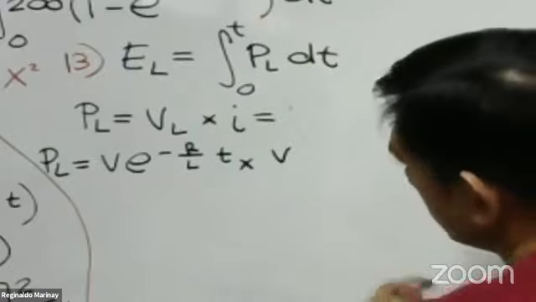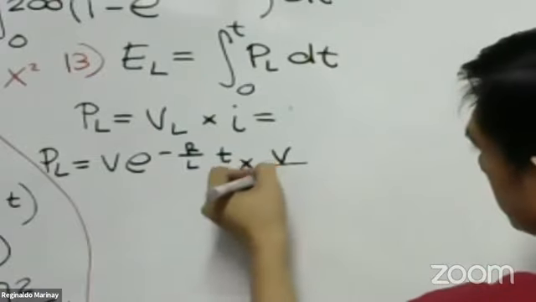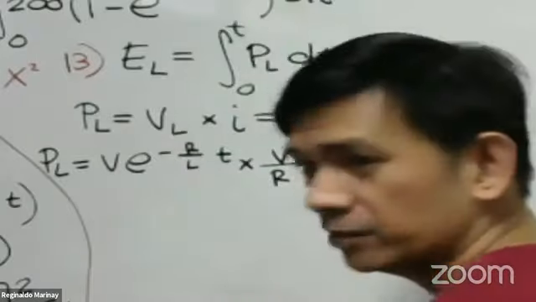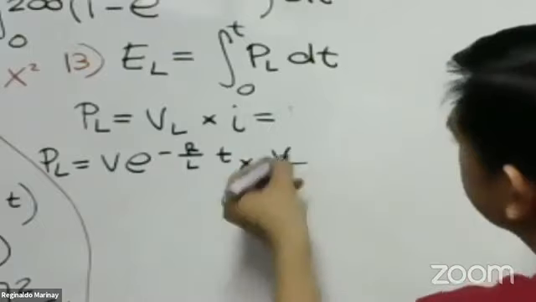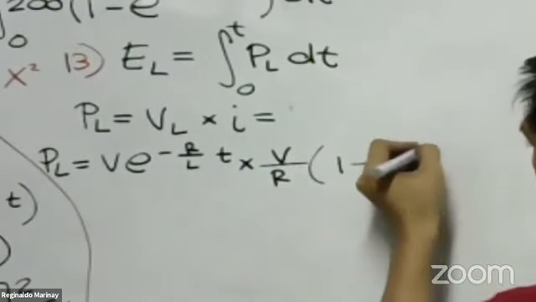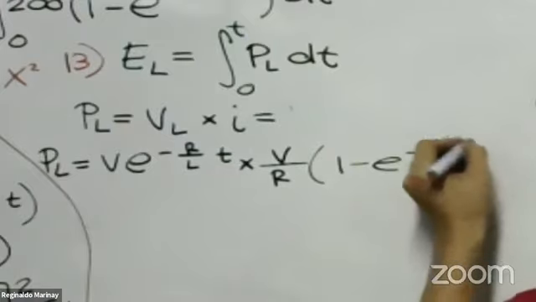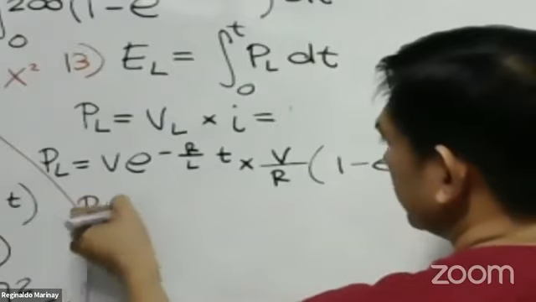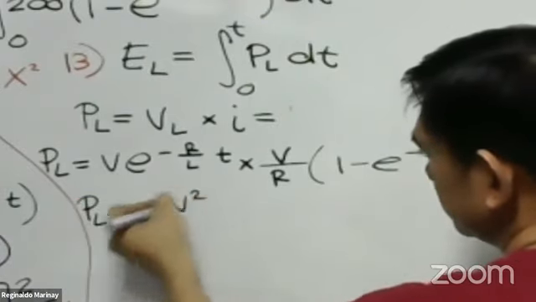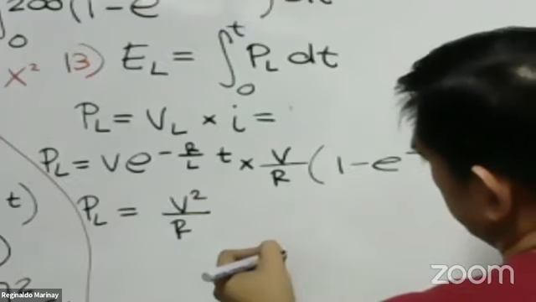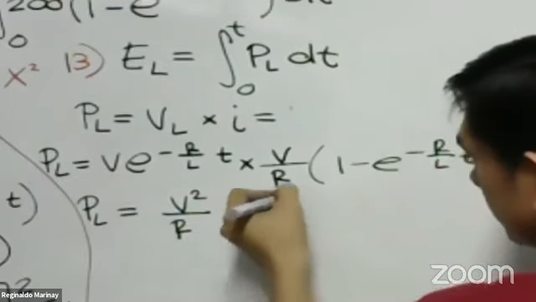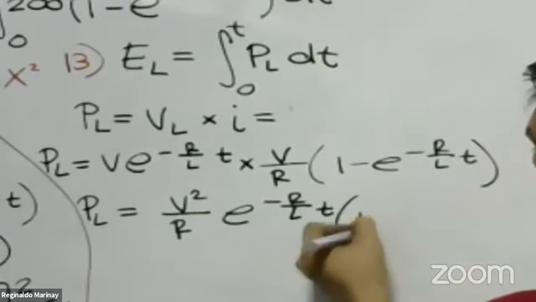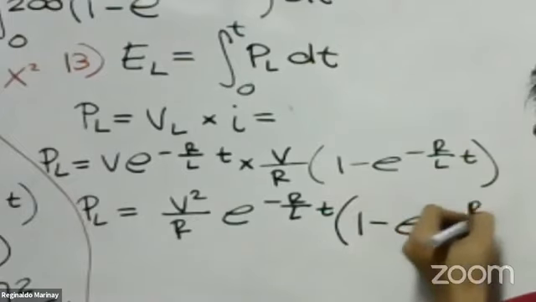This is V over R, times 1 minus E raised to negative R over L times T. So our PL now will be V times V, V squared over R, times E raised to negative R over L times T, times 1 minus E raised to negative R over L times T.